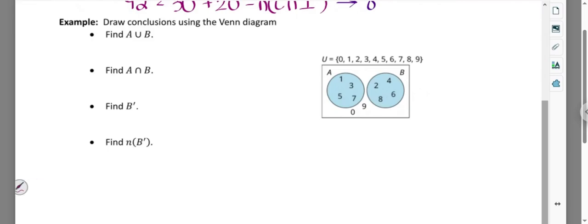So the union of A and B would be the numbers 1 through 8. Because those are the 8 numbers that are in A or B.